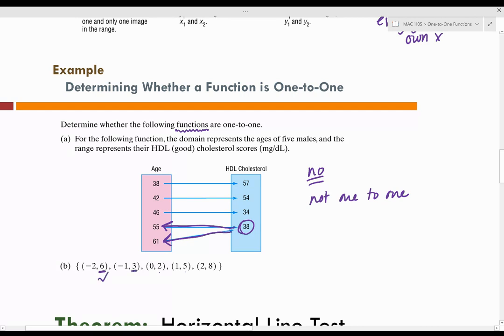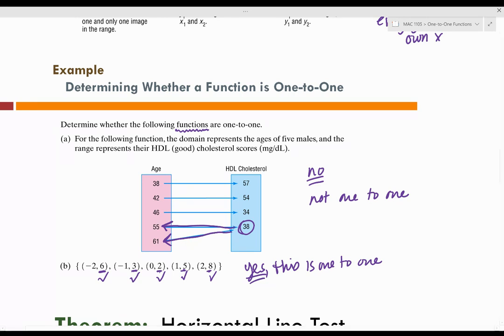Now we need to look at 3. We don't see 3 repeating in the y position. We look at 2. We don't see 2 repeating in the y position. We don't see 5 repeating in the y position. And we don't see 8 repeating in the y position. So this is a one-to-one function. Yes. This is one-to-one. So that's kind of how you have to walk yourself through that criteria.